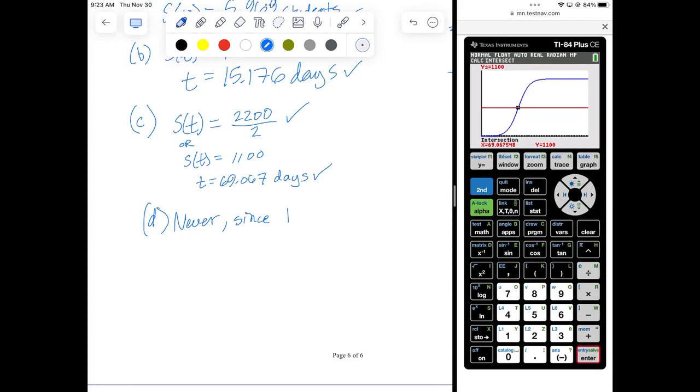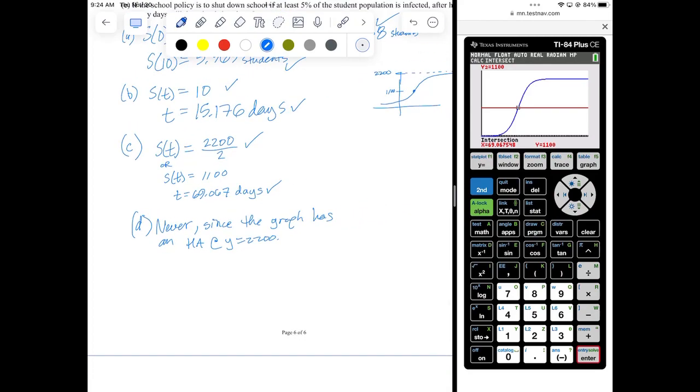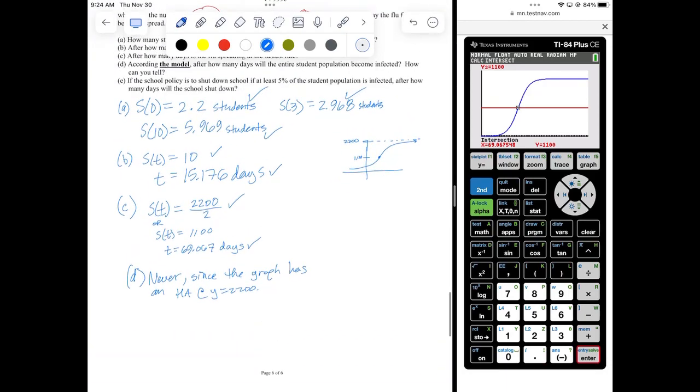Since the graph has an HA at y equals 2200. According to the model, you'll get that last student who's partially infected, but he's never fully infected. He's just closer and closer to becoming fully infected. How can you tell? It's the horizontal asymptote at y equals 2200.